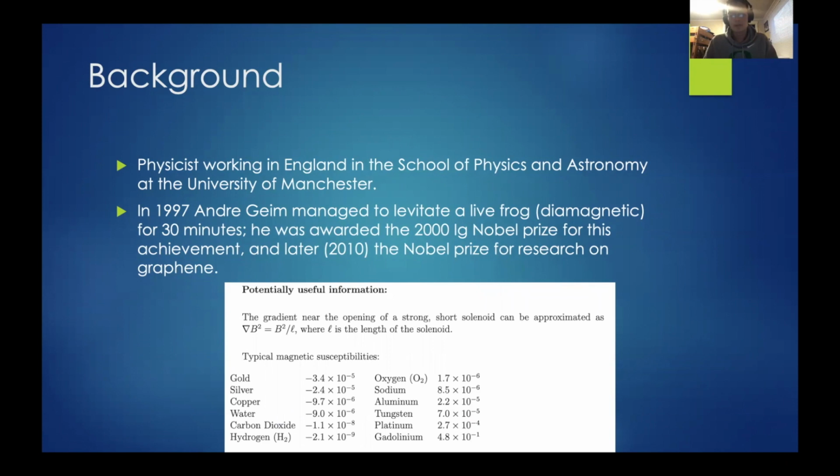We're also provided some potentially useful information for the problem, such as the gradient near the opening of a strong short solenoid can be approximated as the gradient of the B field squared equals B field squared over L, where L is the length of the solenoid. So this automatically gives us a hint that a solenoid is going to be involved in this problem when it comes to levitating the frog. Additionally, we're given some typical magnetic susceptibilities: gold, silver, copper, water, etc. And you can notice for most of these, they're all negative. A couple are positive, but they're all very small numbers.